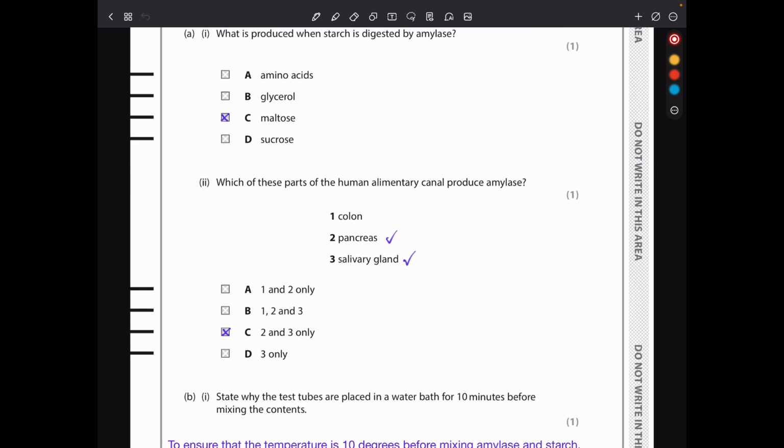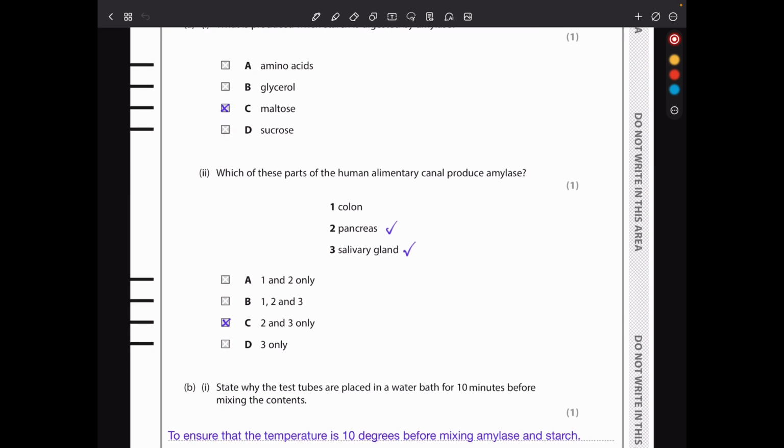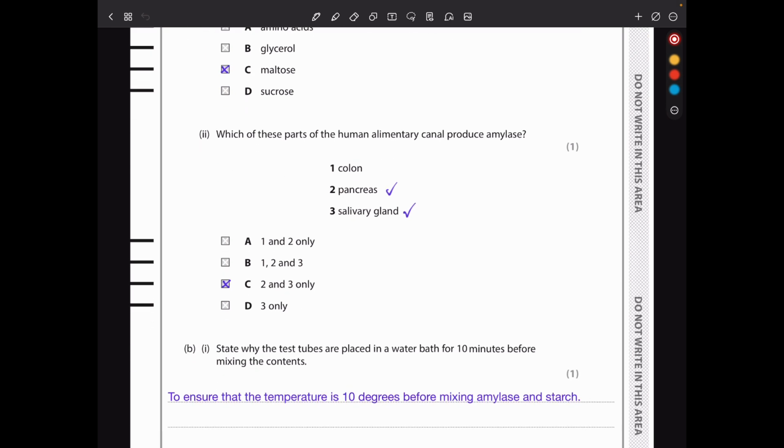Then they say which of these parts of the human alimentary canal produce amylase. The colon does not, the pancreas does, and the salivary glands do. These produce the salivary amylase and the pancreatic amylase. So the answer is 2 and 3.